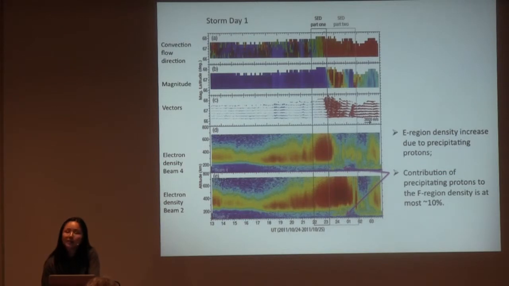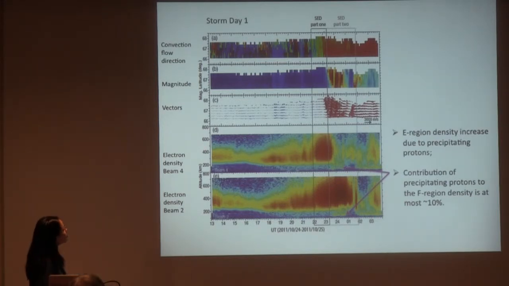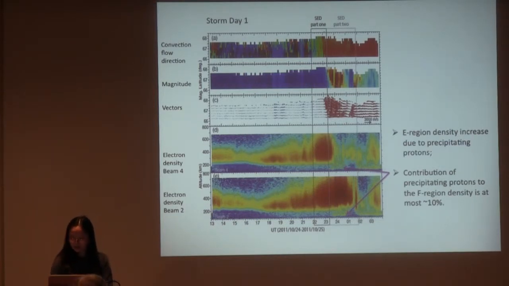Remember that the POES satellite observed energetic proton precipitation is also very obvious in the electron density measurement by FIDER, and those energetic protons are very efficient in ionizing the E region. So we can see the peak here and also here. Using the density peak in the E region, we can do a very rough estimate that the contribution of the precipitating protons to the average density peak cannot exceed 10%. This is a very generous estimation.